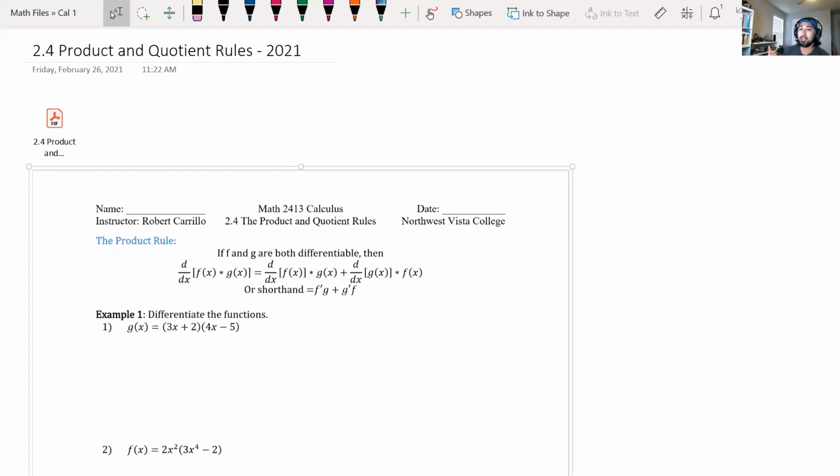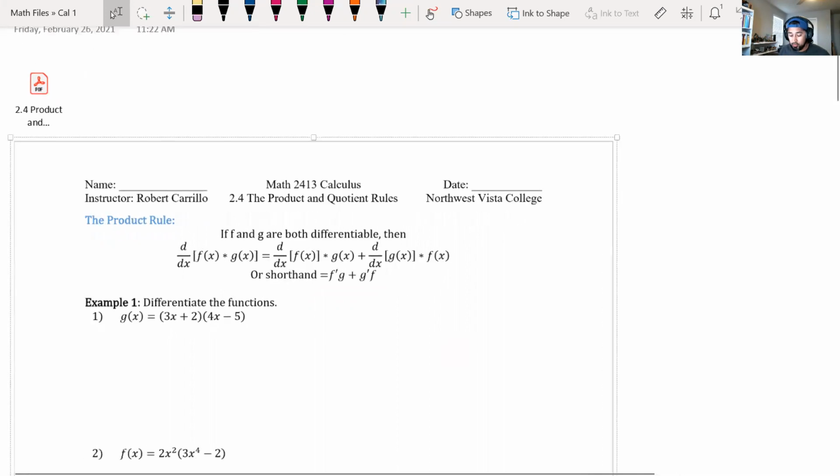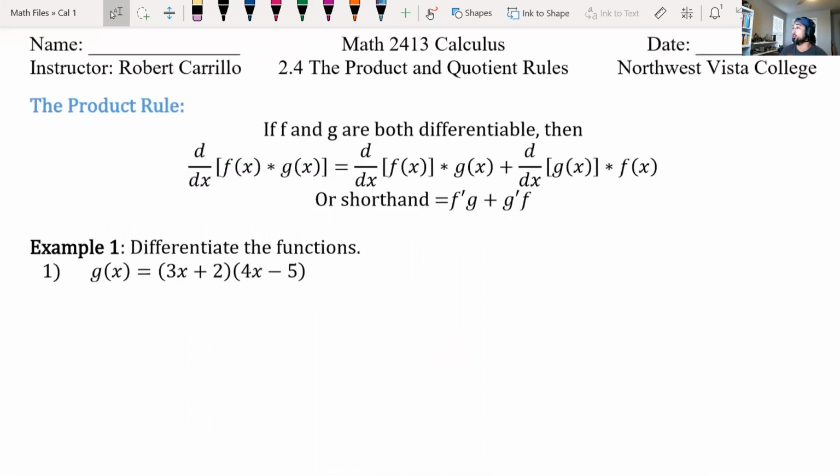So we learned the shortcut derivative method last week, which was 2.3. And now we learn two rules today, the product and quotient rule. Just some rules for making certain derivatives a lot easier to handle. The first rule up is the product rule. This is the rule we'll use when we are multiplying two functions together.